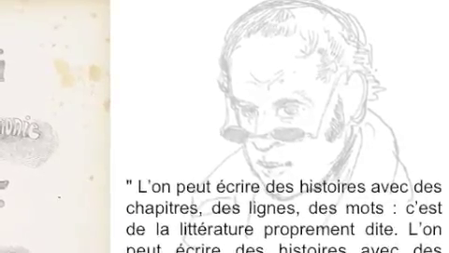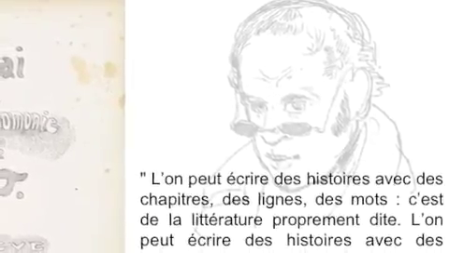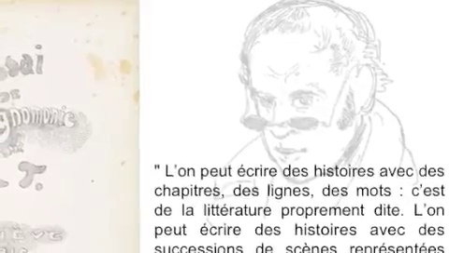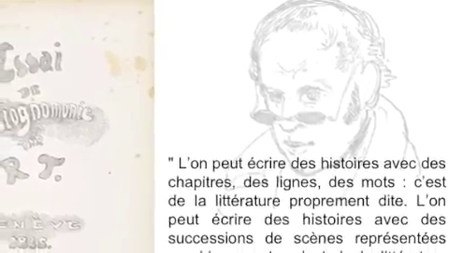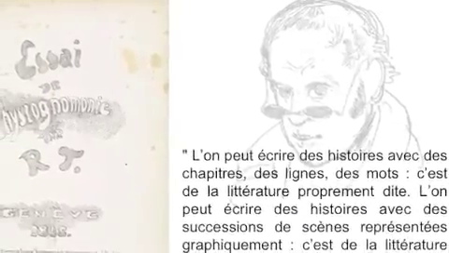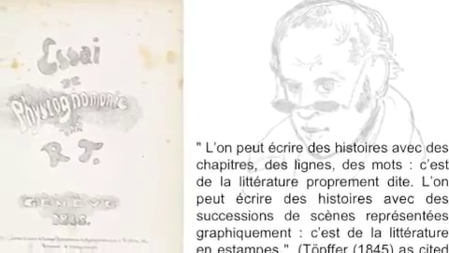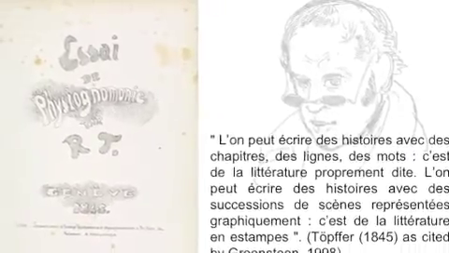Essai de Physiognomie, "You can write stories with chapters, lines, and words. It is literature in the proper sense. You can write stories with a succession of graphically represented scenes. It is literature in stamps."